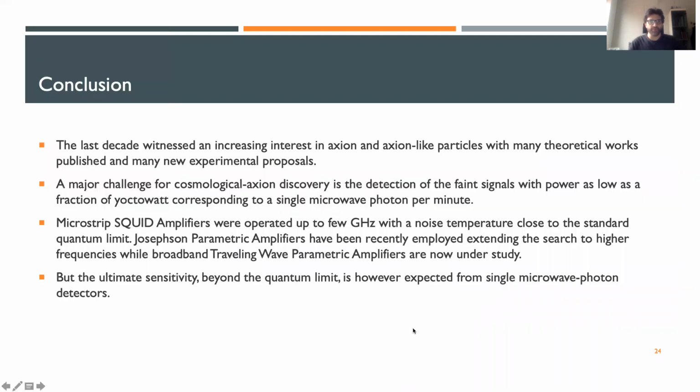So I come to the conclusion. In the last decade, there was a lot of interest in axion and axion-like particles, and the major challenge is clearly the faint signal of these particles, a fraction of a yoctowatt in our detectors. I showed you that experiments are now using quantum-limited amplifiers like JPA, and they are probably moving to traveling wave parametric amplification. But if you want to move to higher frequency, let's say 5, 10, 15 gigahertz, what you really need is a quantum sensor, so a single photon detection in the microwave.